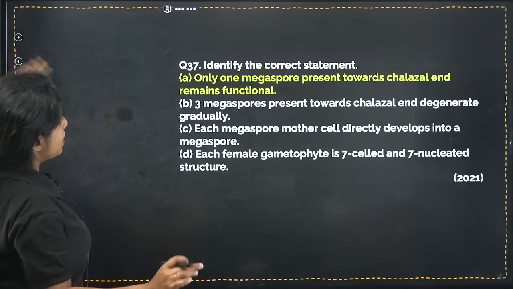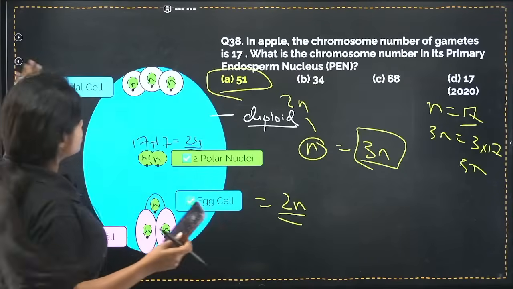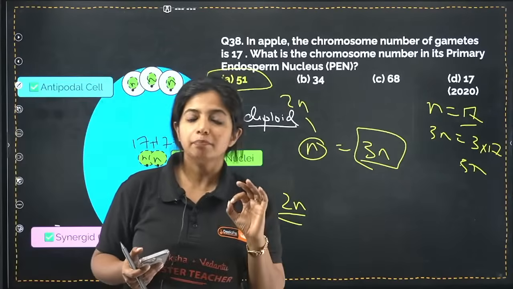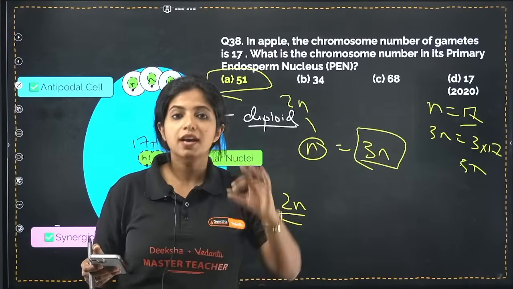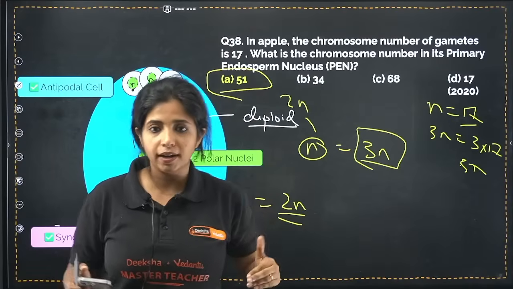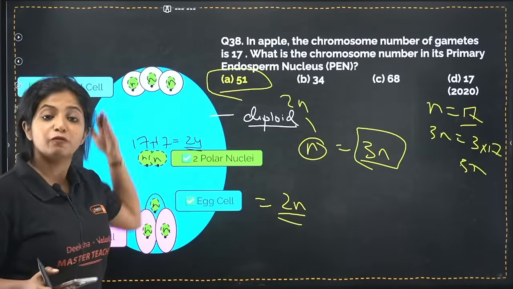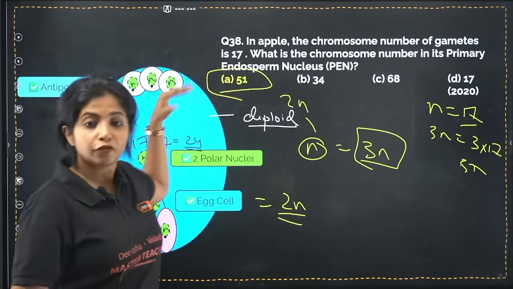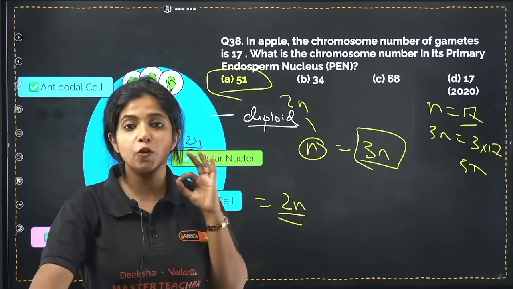Now, identify the correct statement. Only one megaspore present towards the chalazal end remains functional. So, always remember megasporogenesis. If you talk about the ovule, you have the chalazal end and the micropylar end. In the chalazal end, you have the antipodal cells. In the micropylar end, you have all this. But before all this happens, always remember the starting of megasporogenesis is from the micropylar end.